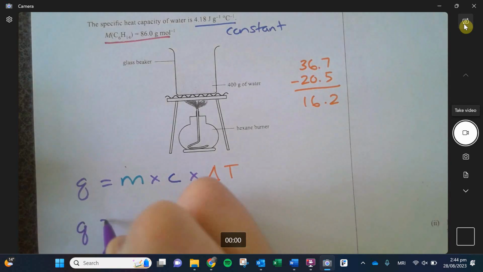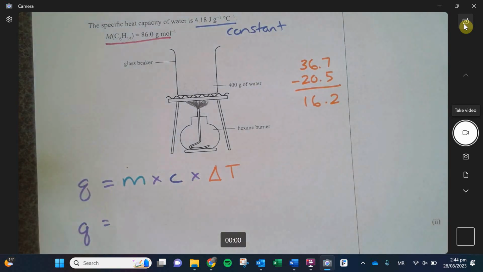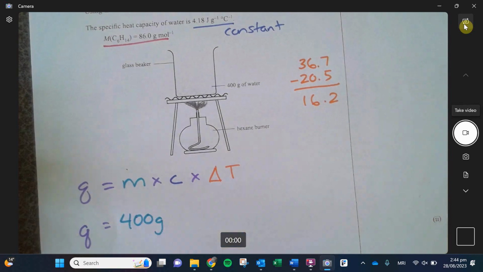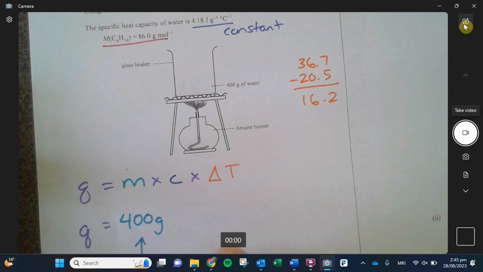So Q is equal to my m. My m is 400 grams. So this is the first example of you needing to grab the right gram number. We are, in this case, grabbing the change in temperature of the water. So I want to grab the 400 and not the hexane, which is 5.22. So make sure you're grabbing the water mass.